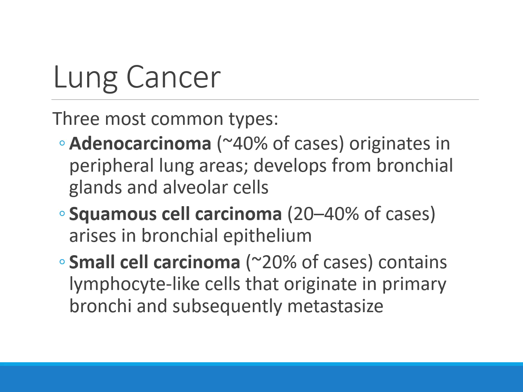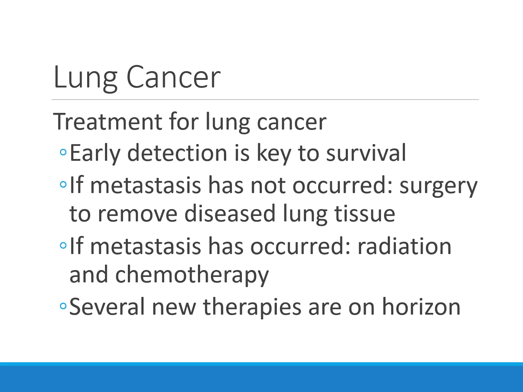Three most common types of lung cancer: adenocarcinoma, 40% of the cases. This originates in the peripheral lung areas, and it develops from bronchiole glands and alveolar cells. Squamous cell carcinoma, which is 20 to 40% of the cases, arises in the bronchial epithelial tissue. And small cell carcinoma, which contains lymphocyte-like cells that originate in primary bronchi and subsequently metastasize, is roughly 20% of the cases. What is the treatment for lung cancer?